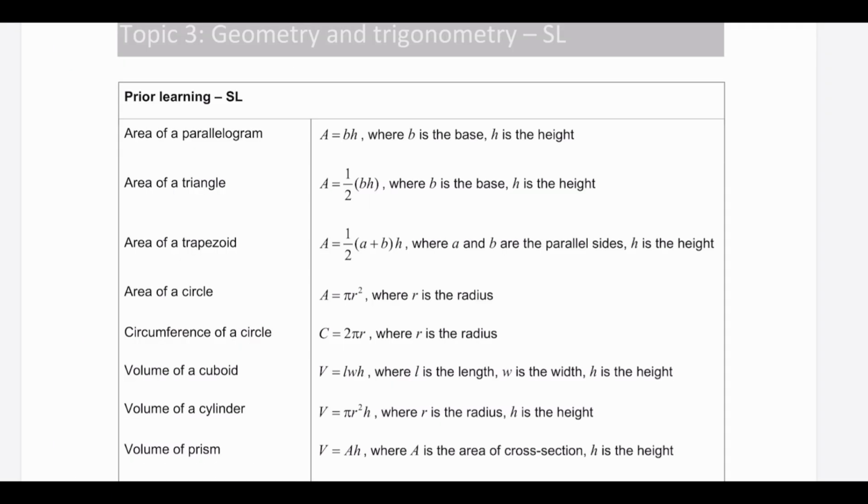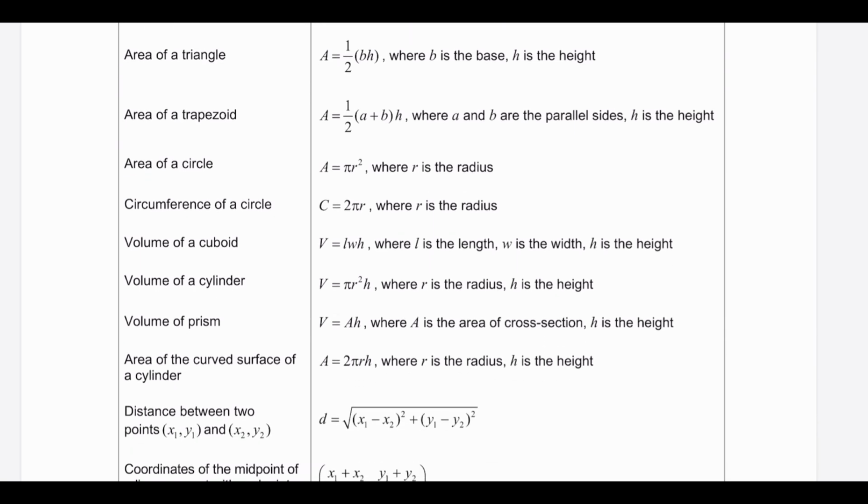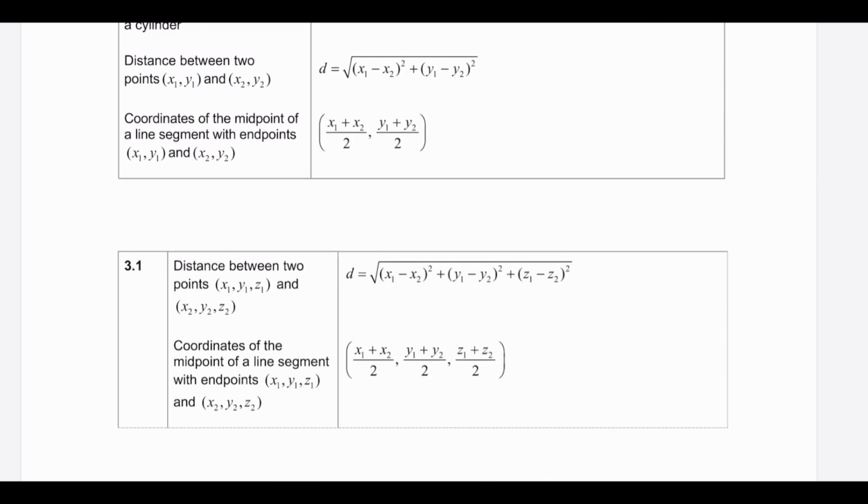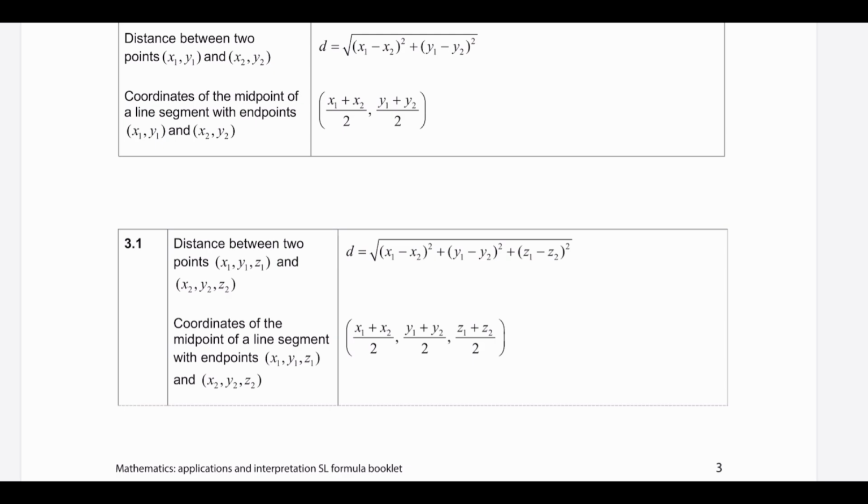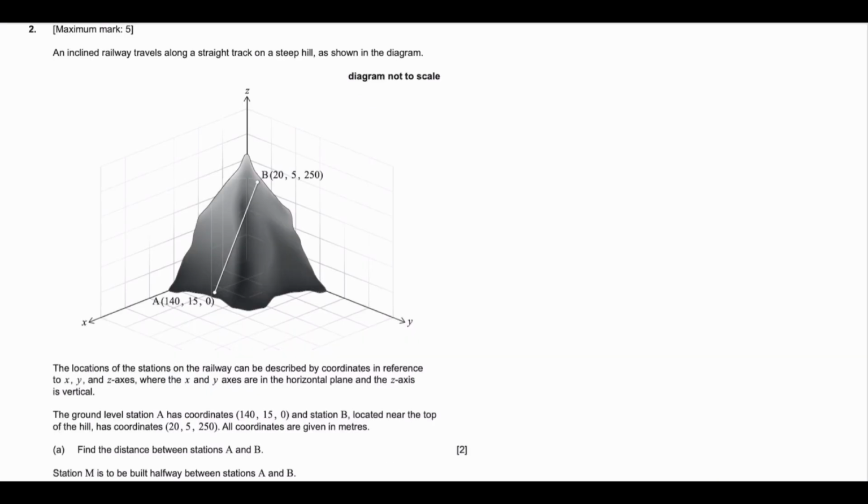So what you're going to do is go to your formula packet, and under topic 3, geometry and trigonometry, you're going to see that in section 3.1, they give you the distance formula and the midpoint formula for when you have x, y, and z coordinates. Here it is just an extension of the distance formula for when you have 2 points. So the distance formula is going to be applied here.